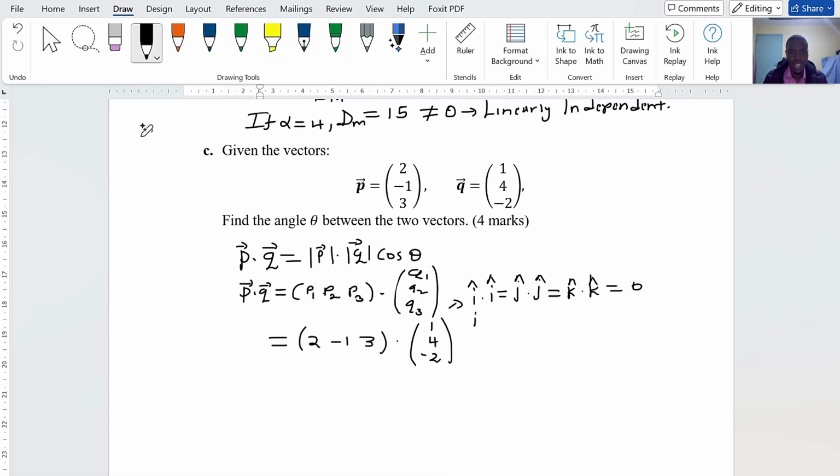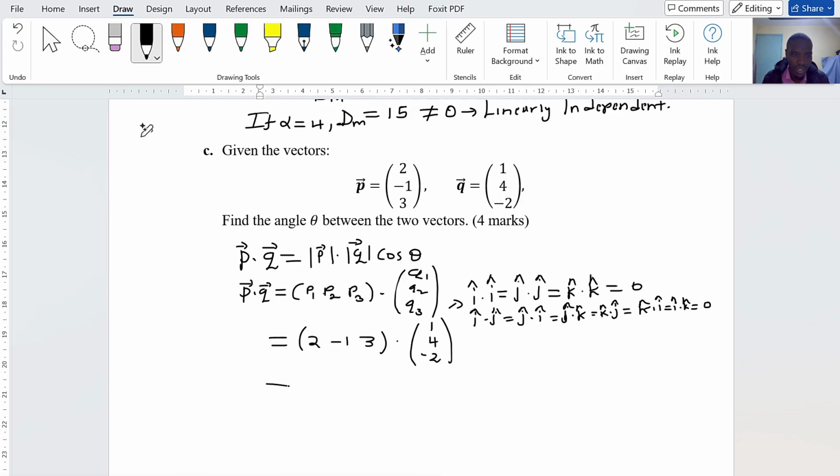Also take note that i dot j is the same as j dot i, which is the same as k. j dot k is the same as k dot j, which is equal to k dot i, the same as i dot k, which is equal to 0, because the angle between them is 90 and cos 90 is 0.